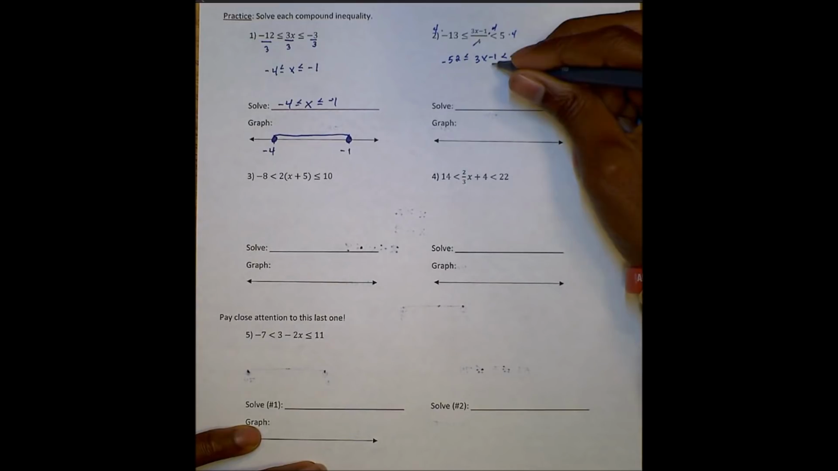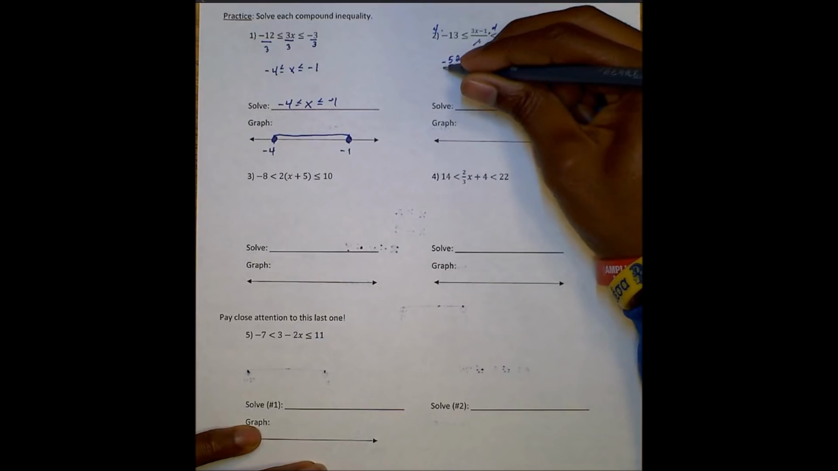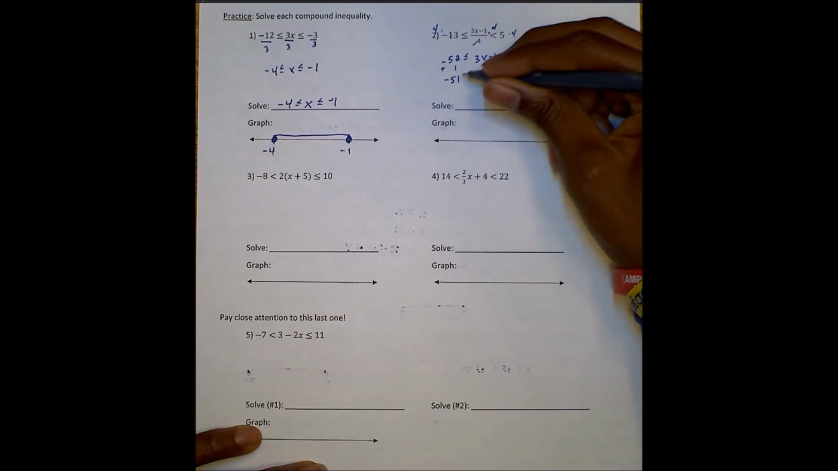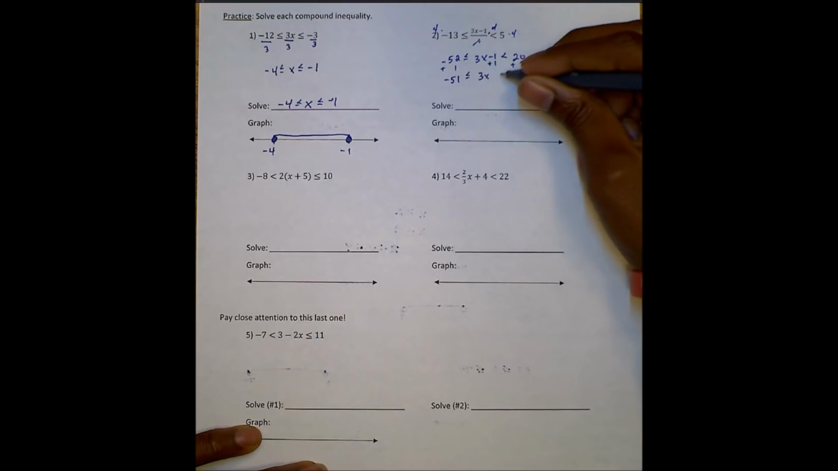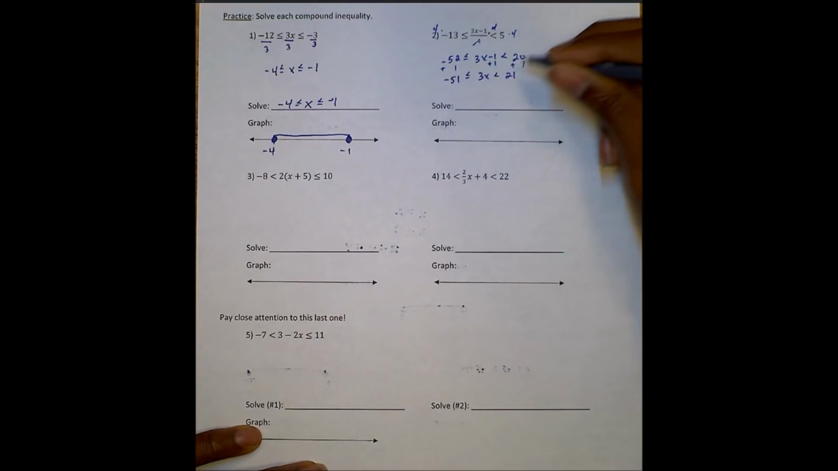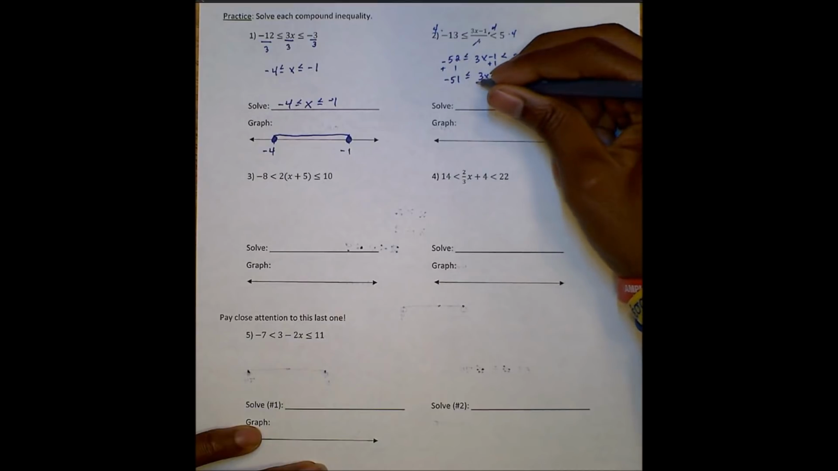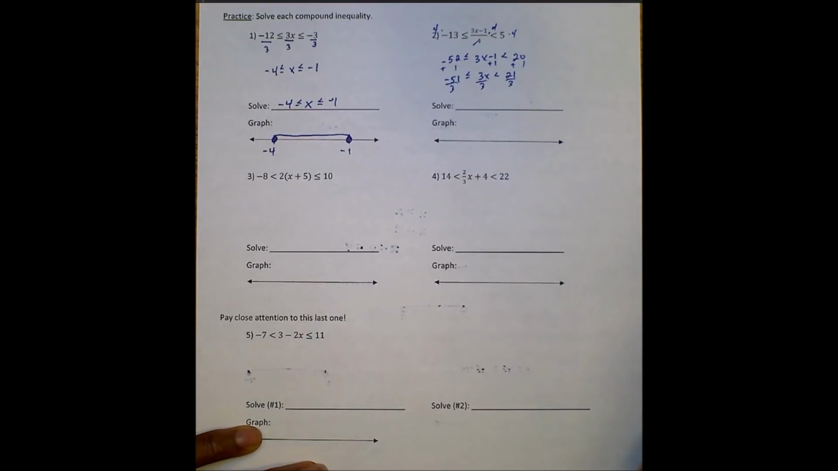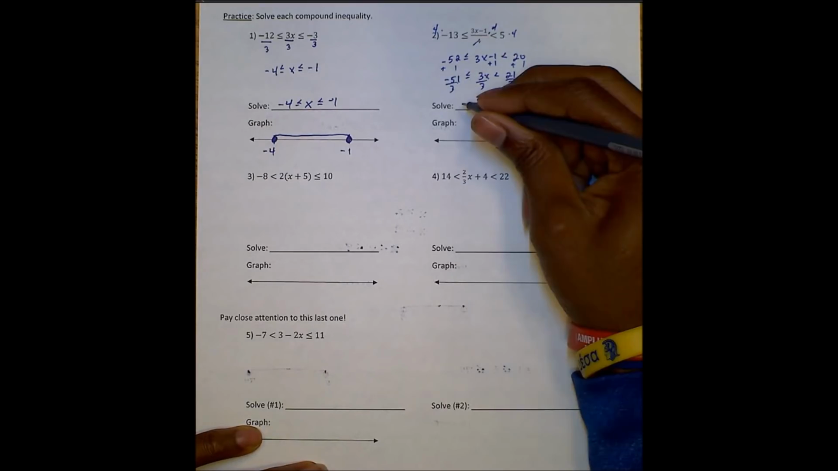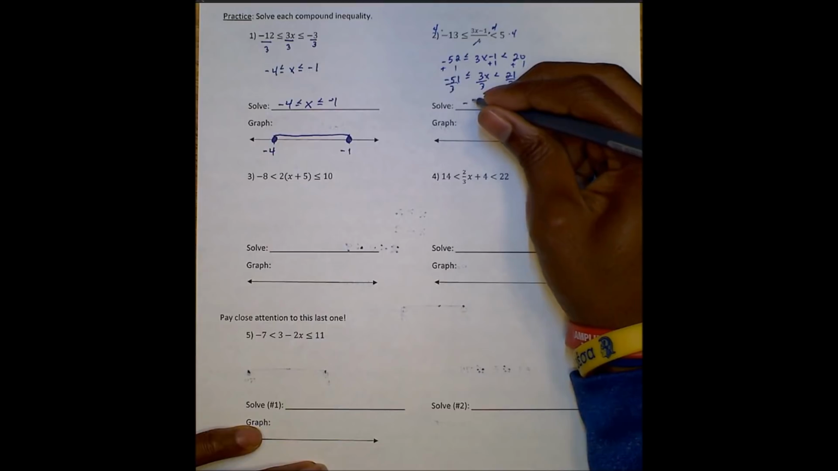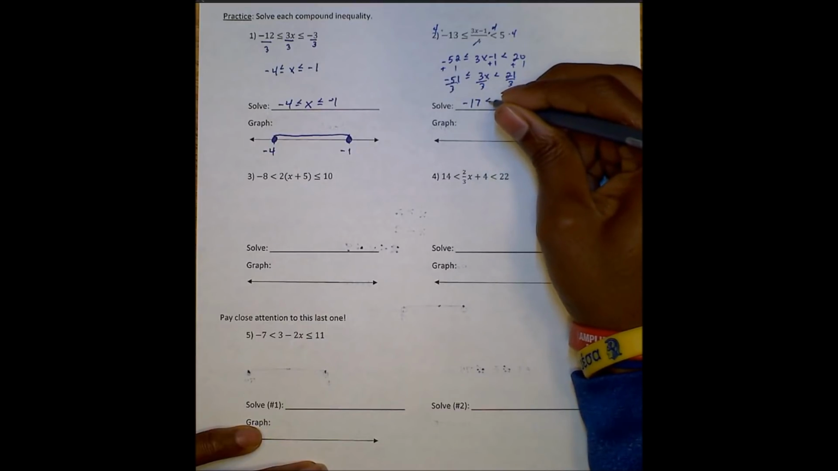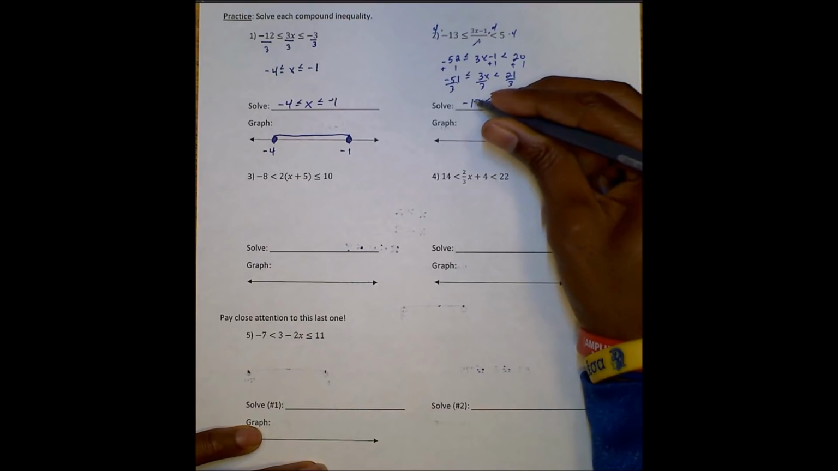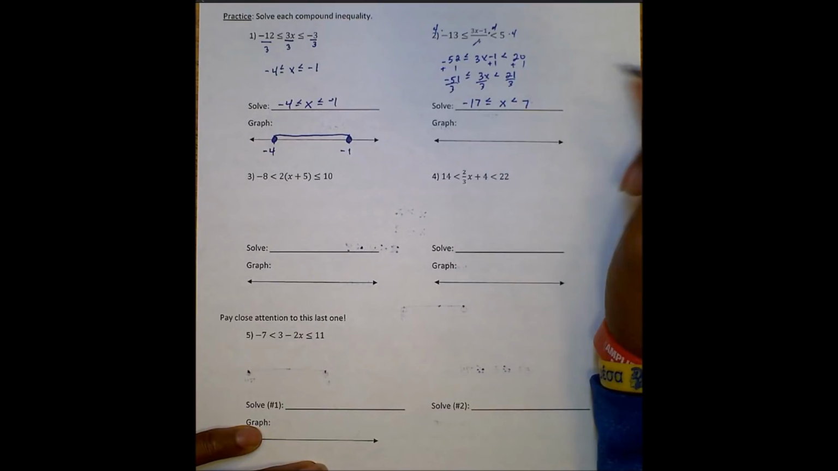I'll add 1 to each side now, just solving this. And so I have negative 51 less than or equal to 3x less than 21. And then I'll divide every side by 3. That should leave me with my final answer, which I'll just write on the solve line. And so that'll give me negative 17 less than or equal to x less than 7. So x is greater than or equal to negative 17 and less than 7.